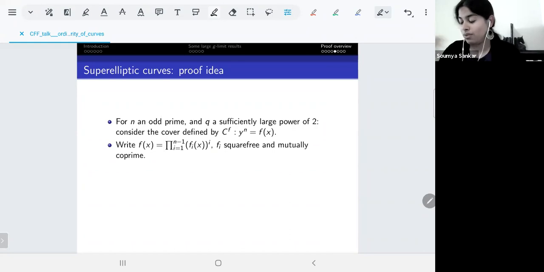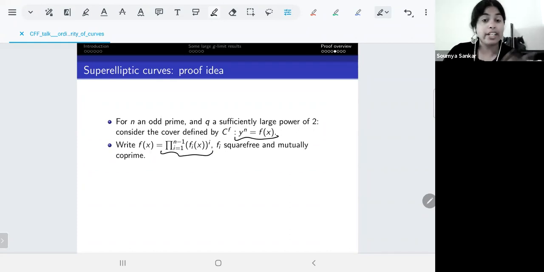And so now we can make some simplifications to this. So first of all, you can take f(x) to be nth power free by making a transformation. And then you can write this as the product of f_i(x) to the i, where each of these f_i's are square free and mutually coprime. And so what you should think of this is the analog of writing, say, a cube-free integer in terms of a square-free integer times a square, right? So that's essentially what I'm doing here.